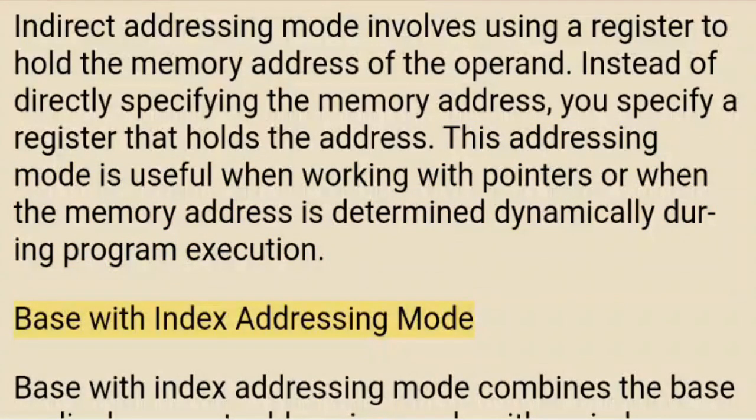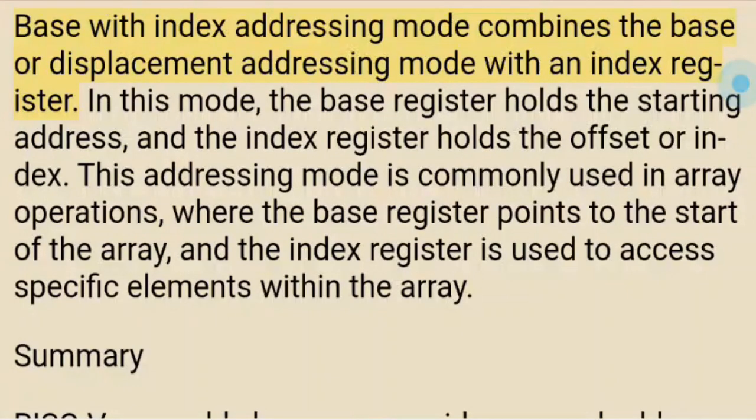Base with index addressing mode. Base with index addressing mode combines the base or displacement addressing mode with an index register. In this mode, the base register holds the starting address, and the index register holds the offset or index. This addressing mode is commonly used in array operations, where the base register points to the start of the array, and the index register is used to access specific elements within the array.